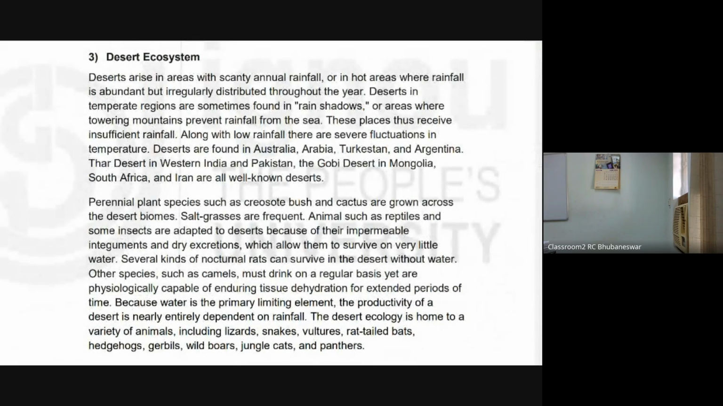So all the desert ecosystems are characterized by different types of climate. The desertic regions have extreme climates. Either you will see cold deserts, or you will see warm or hot deserts. In hot deserts, the temperature in the daytime exceeds 40 degrees Celsius, even more than 45 degrees Celsius.